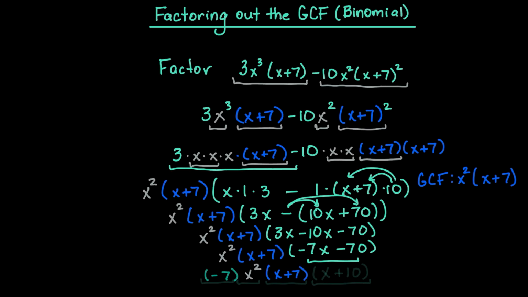And that's going to leave me with negative 7 divided by negative 7 is 1. 1 times x is x. Negative 70 divided by negative 7 is positive 10. And now all of my factors are in their simplest form, and I can stop factoring.